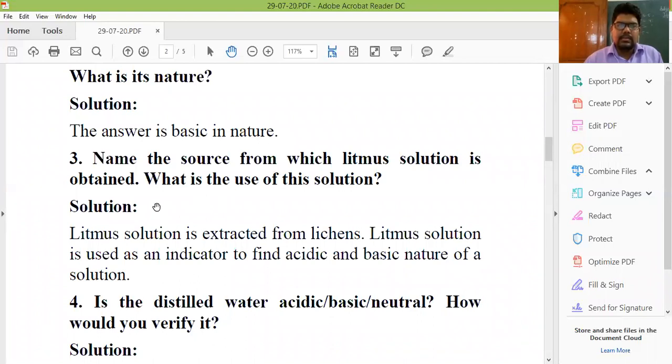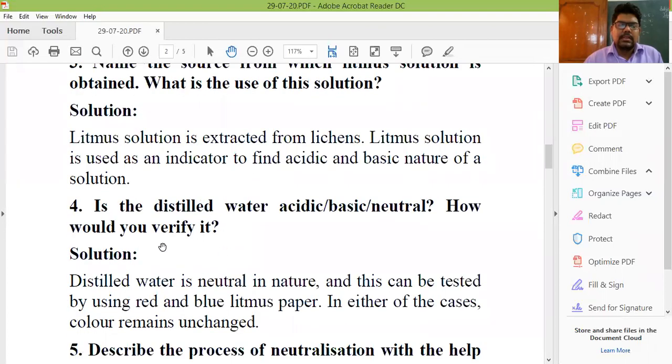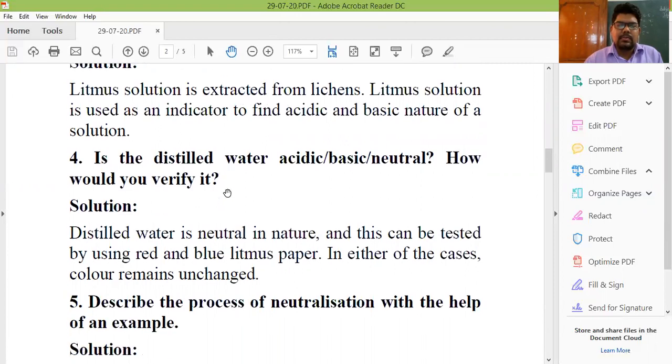Name the source from which litmus solution is obtained and what is the use of this solution. See the answer. The litmus solution is extracted from lichens, and the litmus solution is used as an indicator to find the acidic and basic nature of solutions.